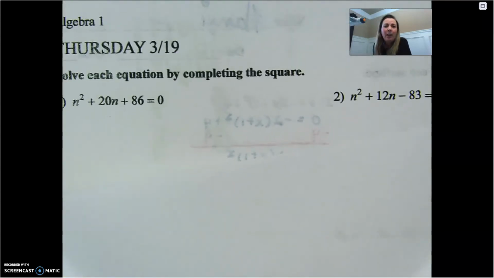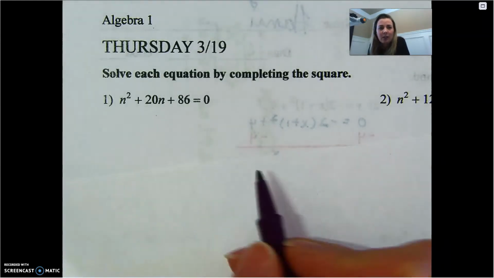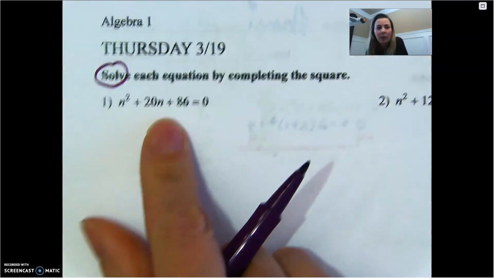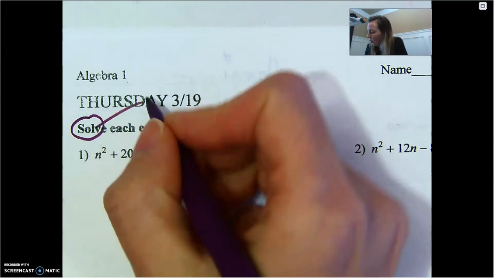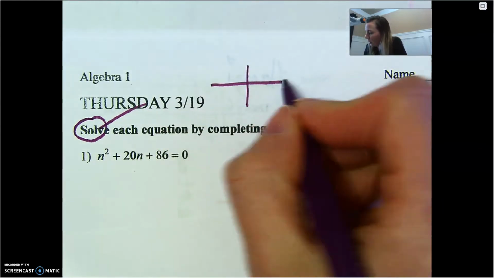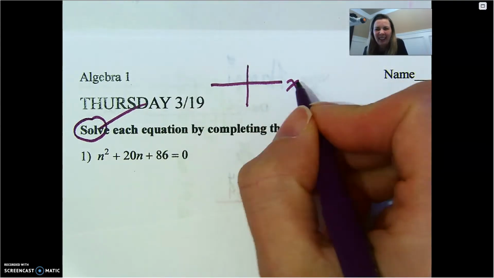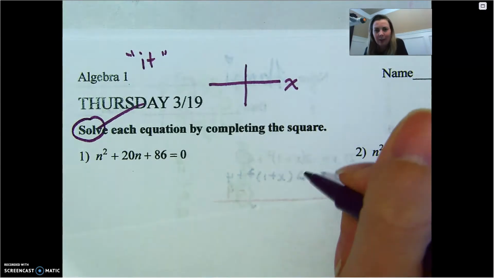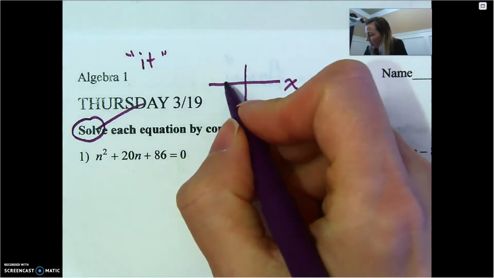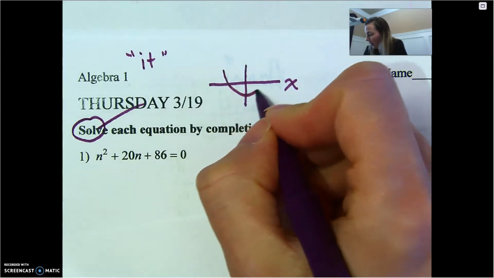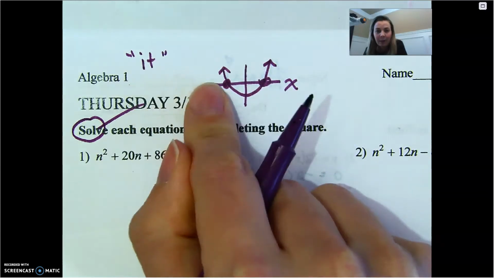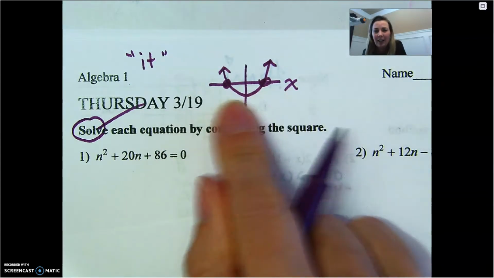Okay, so today's topic is solving equations by completing the square. Let me remind you real quick what it means to solve something. When we're solving these equations, we're looking for where it crosses on the x-axis. This section is all about parabolas, quadratics, these U shapes. So we're looking for where this parabola crosses the x-axis.